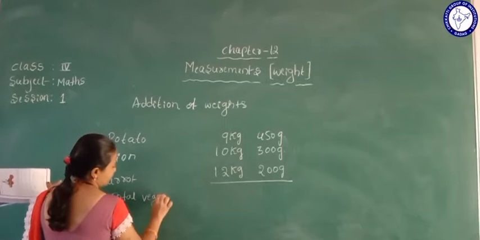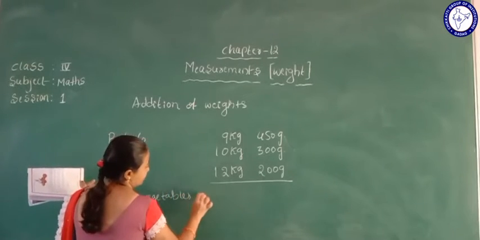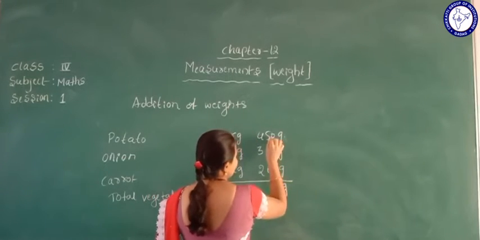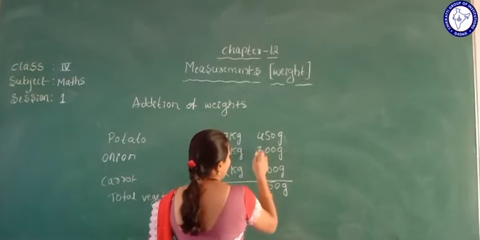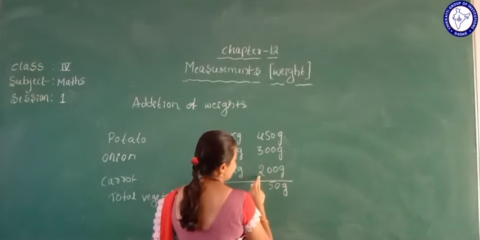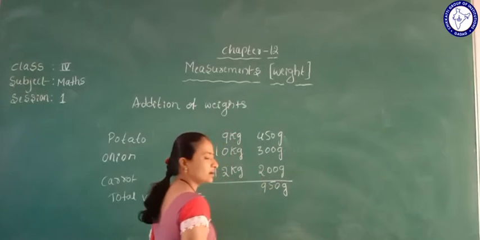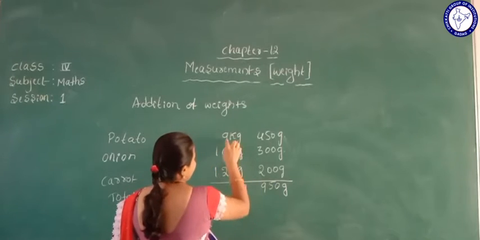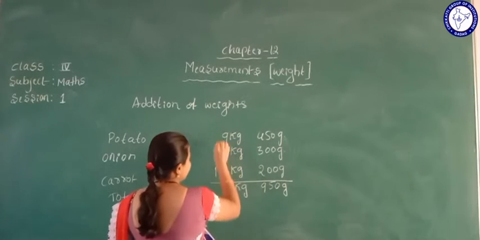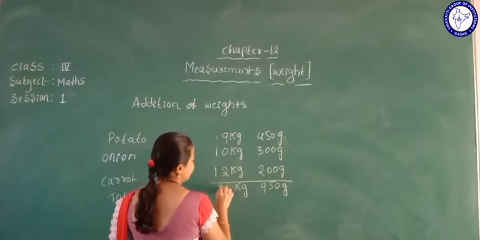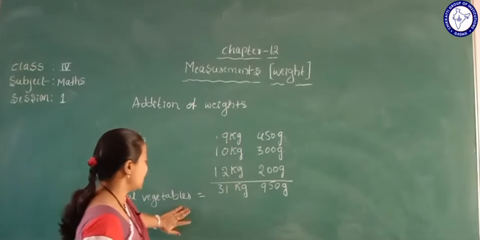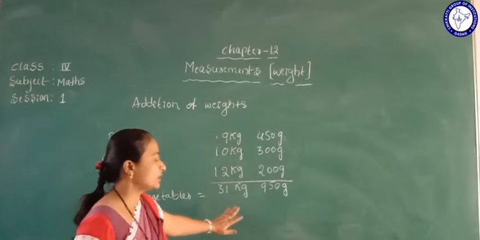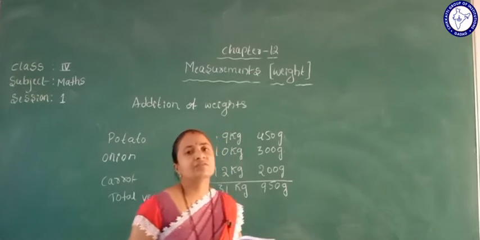Total vegetables are, yes, 0 plus 0 plus 0, 0 gram. So 5 as it is we will write. 4 plus 3 is how much? 7. 7 plus 2 is 9. 950 grams. First we will add grams. Next we will add kg. 9 plus 2 is how much? 11. Carry 1. 1, 1, 1. So the vegetable seller has a total of 31 kg 950 grams.